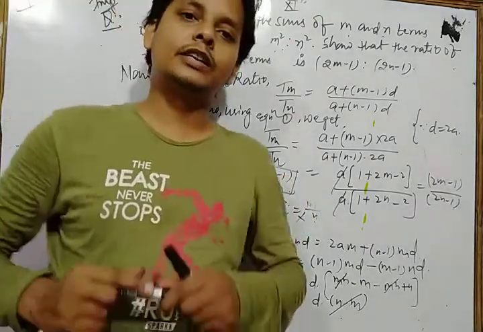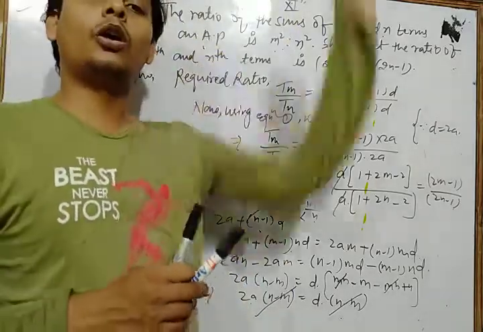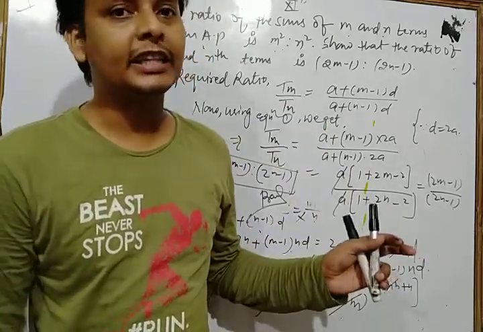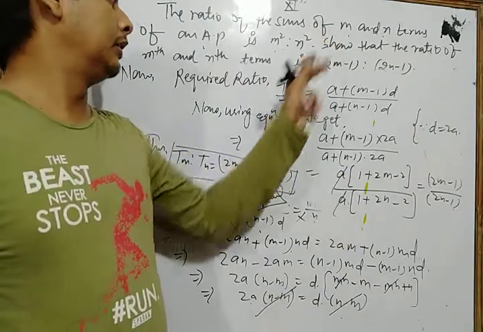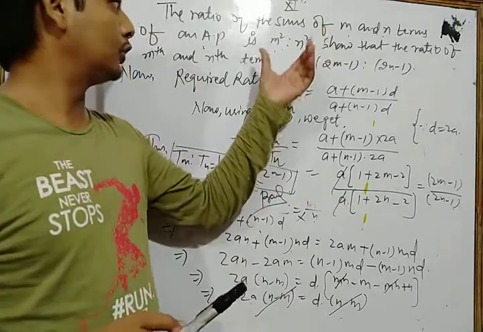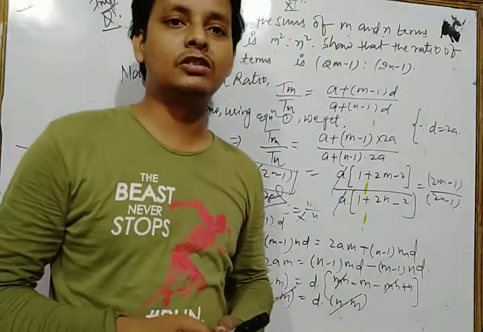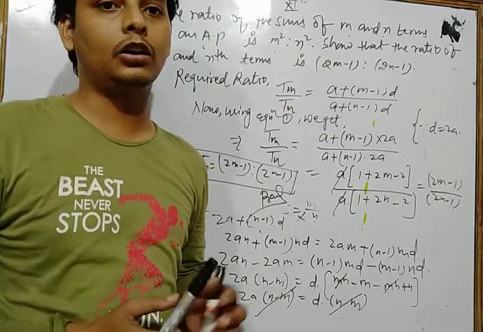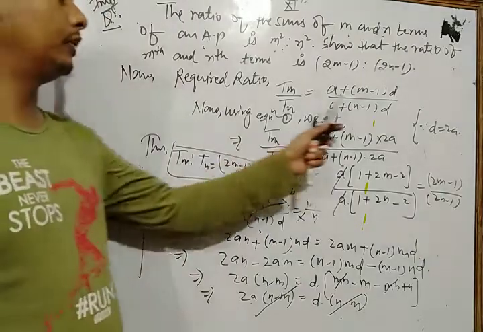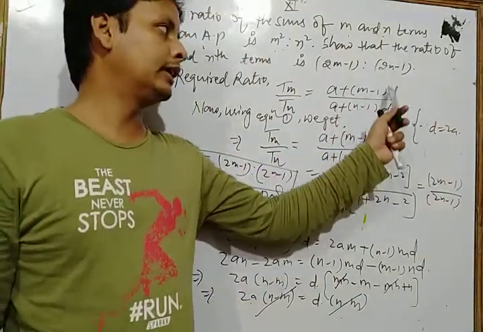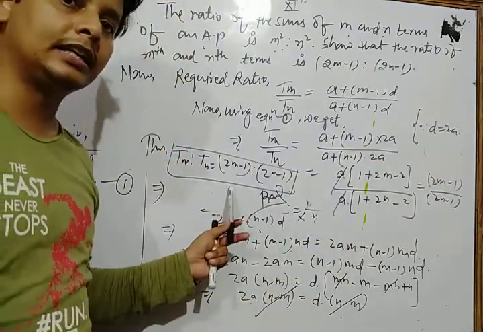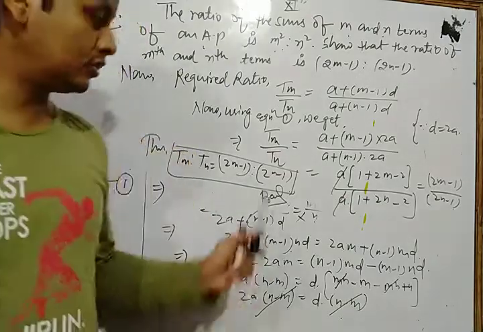So dear students, this is one of the most important questions of your NCERT exercise. You can solve this type of question in this way. First, according to the question, we form two equations, the sum of m terms and the sum of n terms, and after that, according to the statement, the ratio of the sums is m square to n square. We apply that condition. After solving, we get a relation d is equal to 2a. Now we apply the nth term of an AP. In that equation we put d is equal to 2a. After solving that, we get our result as 2m minus 1 is to 2n minus 1.